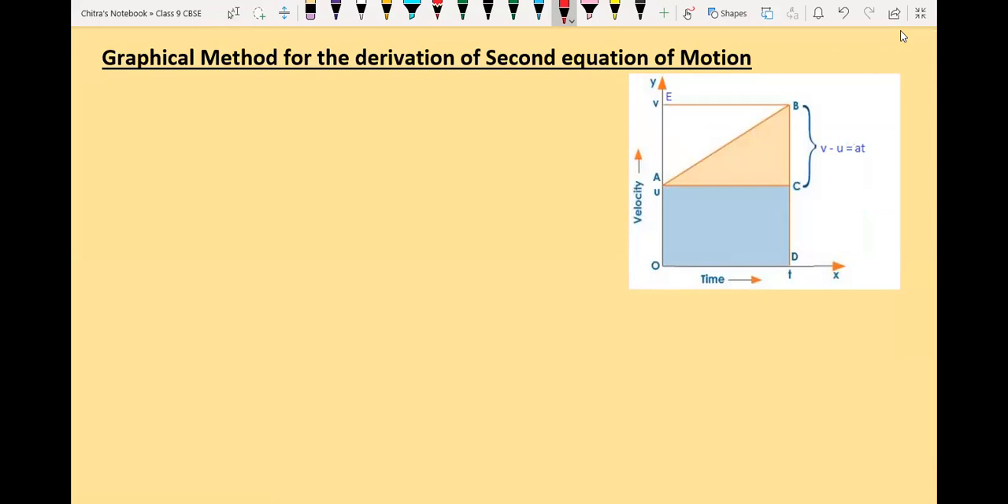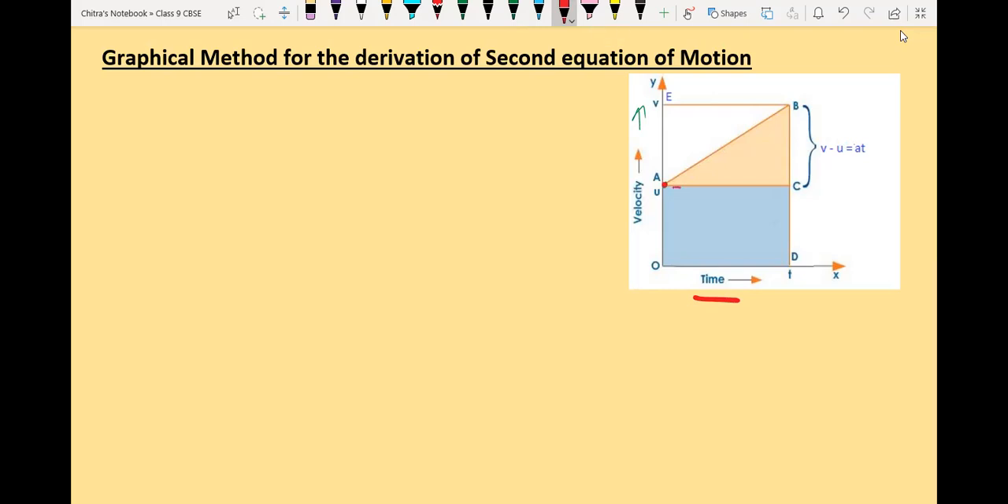See here in the diagram, the x-axis is called the time axis, where we represent the time. On the y-axis we have represented the velocity, so it is the velocity axis. Suppose an object starts moving from the point A. See here, the point A. The distance from O to A will be the initial velocity.